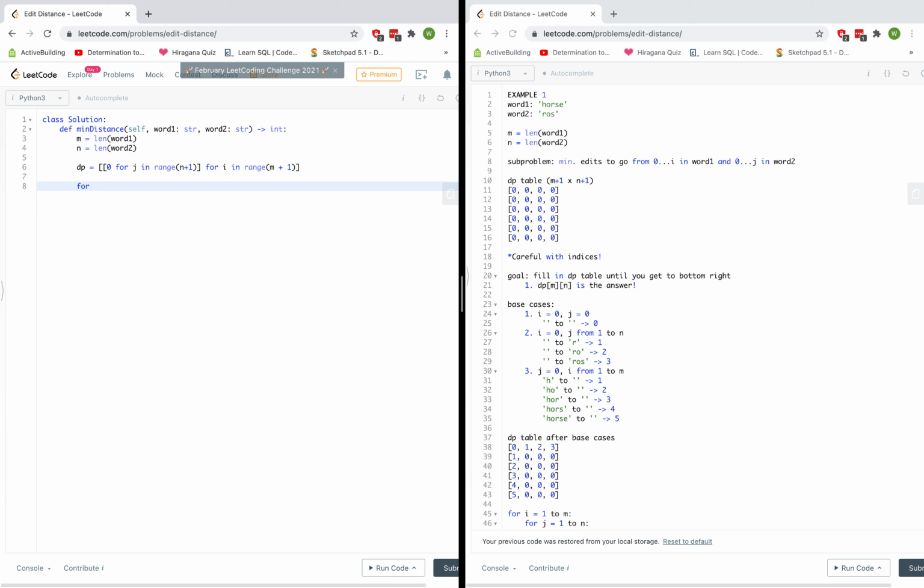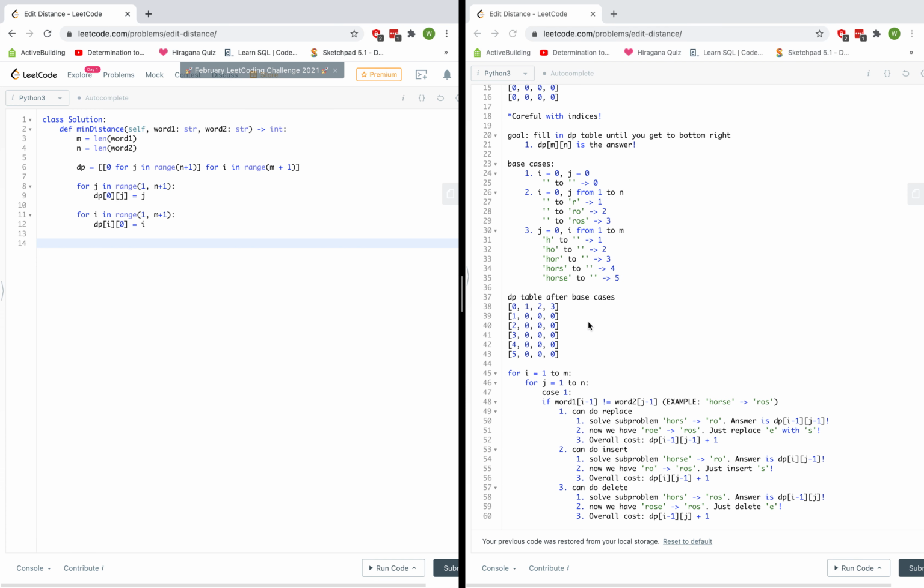So the first base case is already taken care of because we initialize everything to 0 anyway. The second base case is what we have to code. So for j in range 1 to n plus 1, we're going to say dp of 0, j is equal to j. And for the third base case, we're going to say for i in range 1 to m plus 1, dp of i, 0 is equal to i.